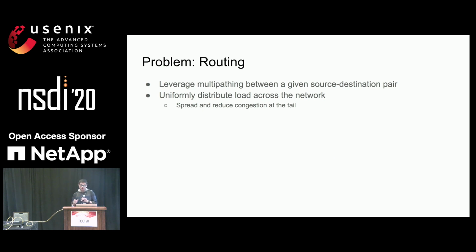Most data center topologies have multiple paths between a given source and destination pair. We can leverage these multiple paths for routing the packets or flows to uniformly distribute the traffic load in the network. This spreads and reduces the congestion at the tail.